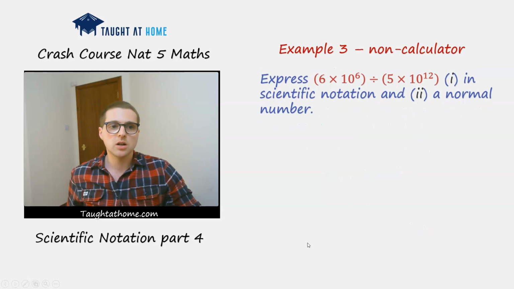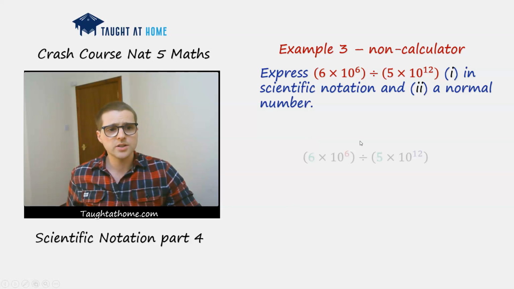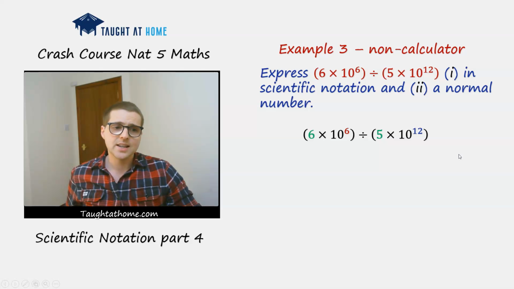Okay, and so we've got another non-calculator question. So this is a two-parter. Express 6 times 10 to the 6 divided by 5 times 10 to the 12 in scientific notation, and part 2 as a normal number. So let's just write this out. So again, dividing 6 by 5 is pretty tough. But what we can do is we can multiply that by 10 and decrease this by 1.